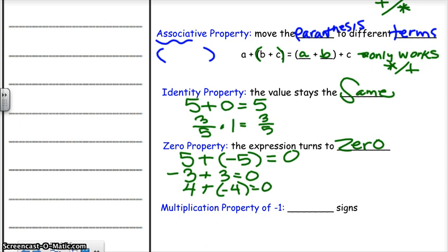Now let's move to multiplying. 3 times what would give me 0? 4 times what would give me 0? So with multiplying, if I multiply by 0, the answer will be 0. And with adding, if I add its opposite, the answer will be 0.